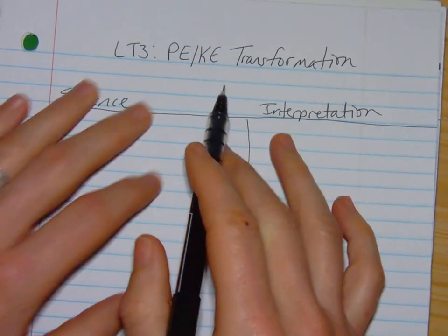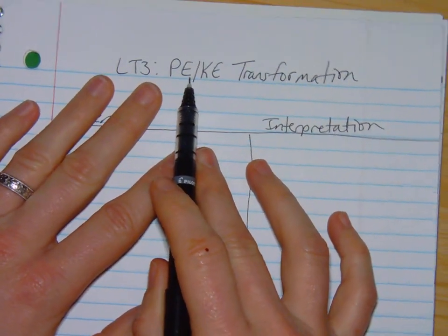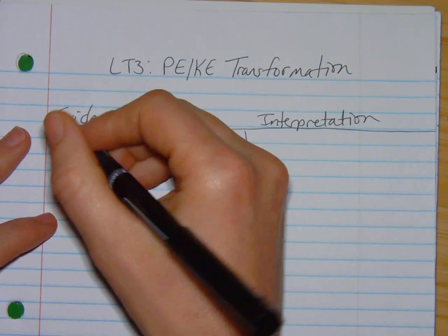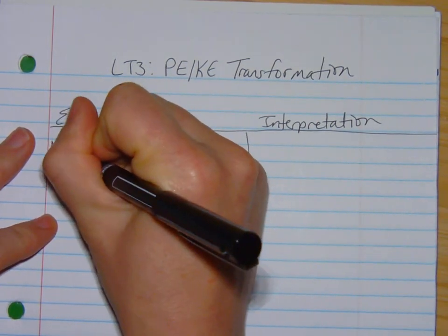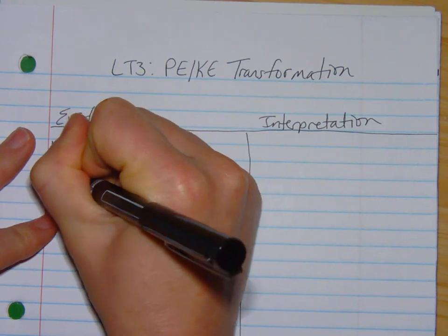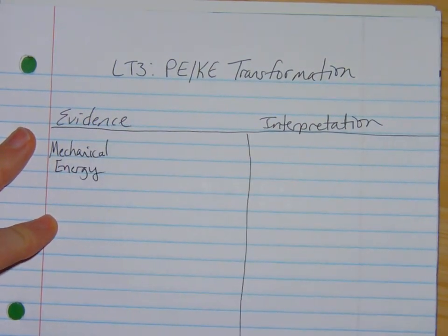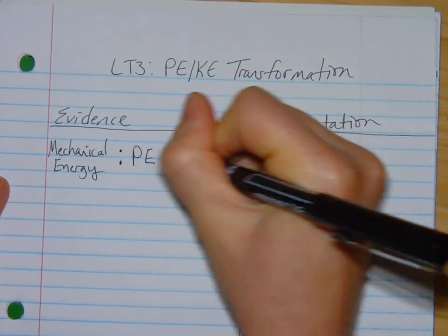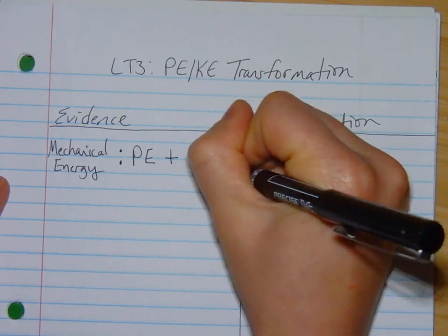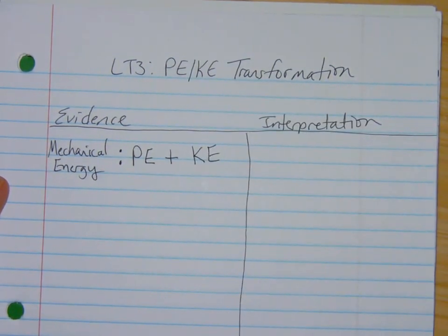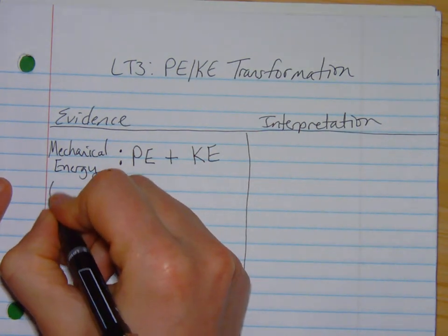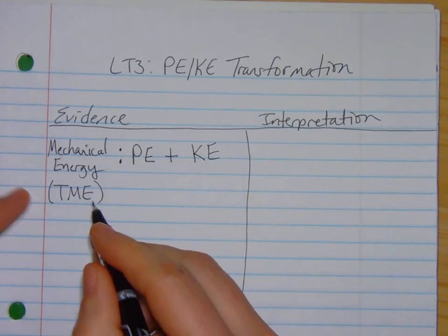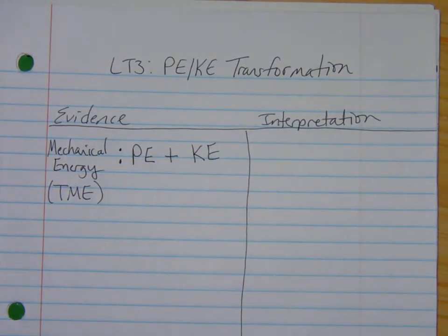So one of the first things we're going to do, we've already discussed in previous targets what potential and kinetic energy are, but we're going to talk about these two in terms of what is called mechanical energy. When you see the word mechanical energy, just think of it as the sum of those two. So it's the potential energy and the kinetic energy. Sometimes you'll see this as TME, which is total mechanical energy, in some of the simulations and the worksheets that we use.